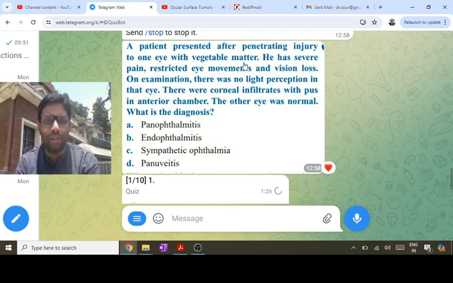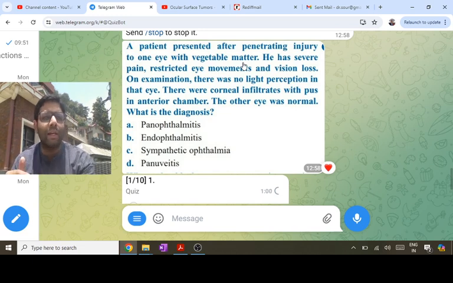Here, after penetrating injury, there is restricted eye movement, pain, vision loss, no light perception, and corneal infiltrates. What does that mean? The cornea is involved, and restricted eye movements means the sclera might be involved because the extraocular muscles are attached to the sclera. So this is not sympathetic ophthalmia. This is panophthalmitis because all the layers of the eyeball are involved, including the outer fibrous layer. That is the answer to the first question.